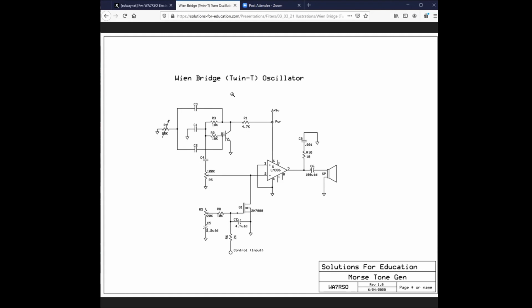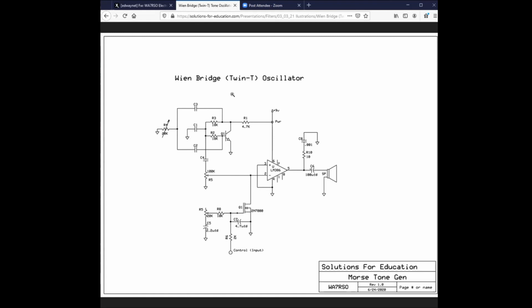Ta-da. The outfit that made this produced it as a kit, and I liked it, so I tried to get a hold of them again, but they went out of business. So I reverse engineered it and put it on my own circuit board.